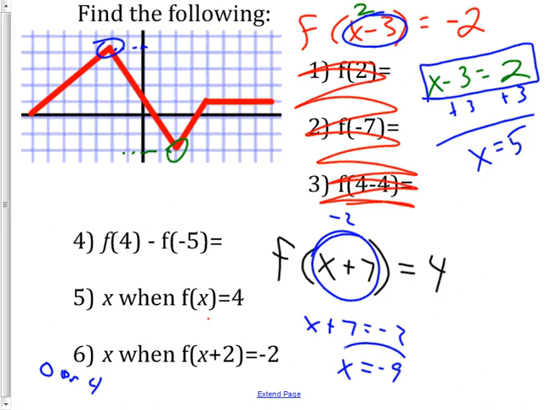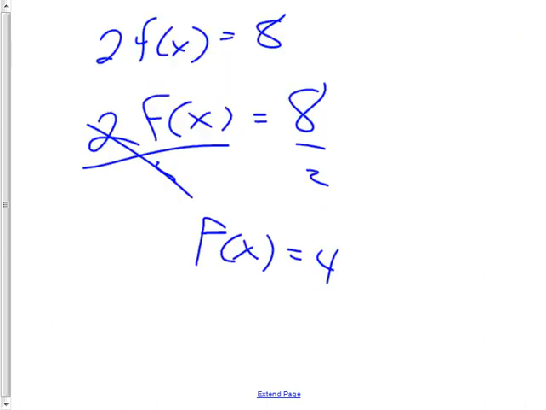Raise your hand if you got that one right. Good. It's the vast majority. Okay, because this whole thing has to be -2. Not just that little piece of it. This whole thing has to be negative 2. Okay, moving on.